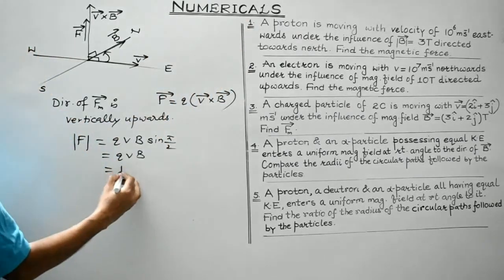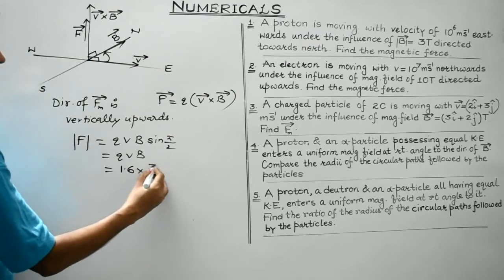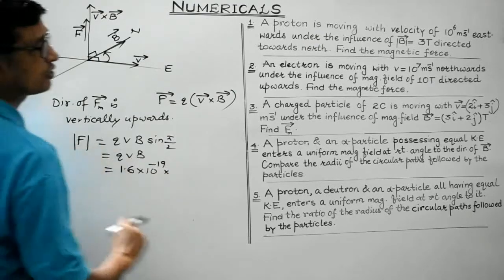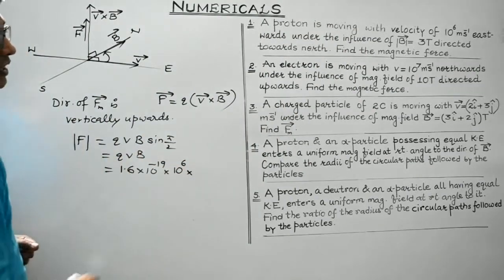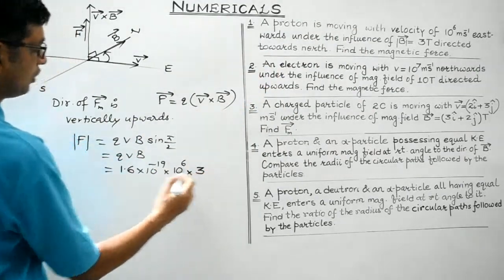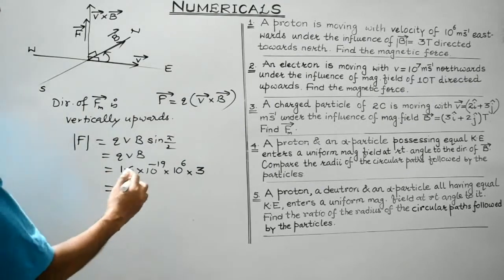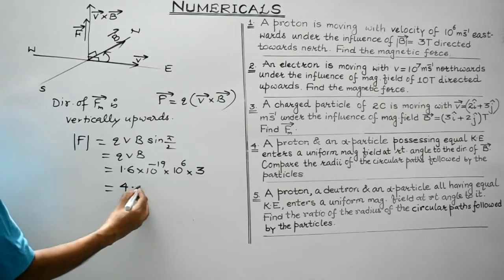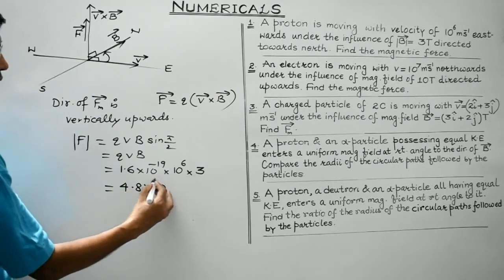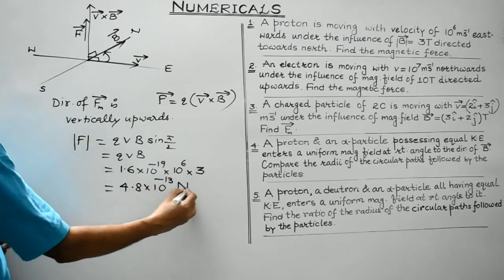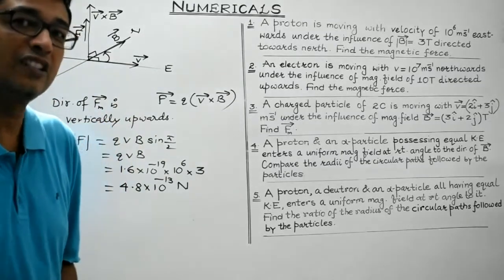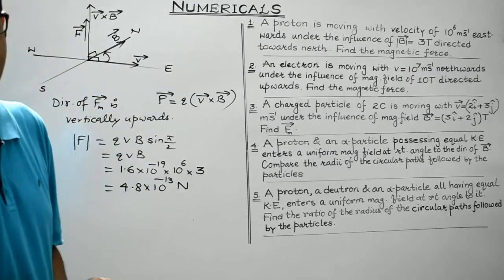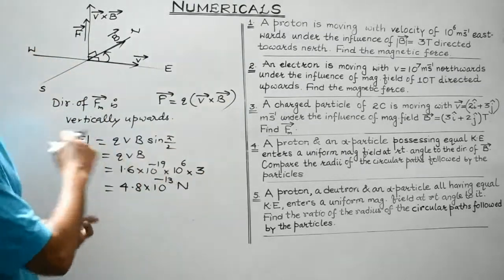The proton carries a charge of plus 1.6 into 10 to the power minus 19. The velocity of the proton is 10 to the power 6. The strength of the magnetic field is given to be 3, isn't it? So what we get is 4.8 into 10 to the power minus 13 Newton. And the direction we have already determined: the direction of the magnetic force is vertically upward. So that is how you need to proceed.